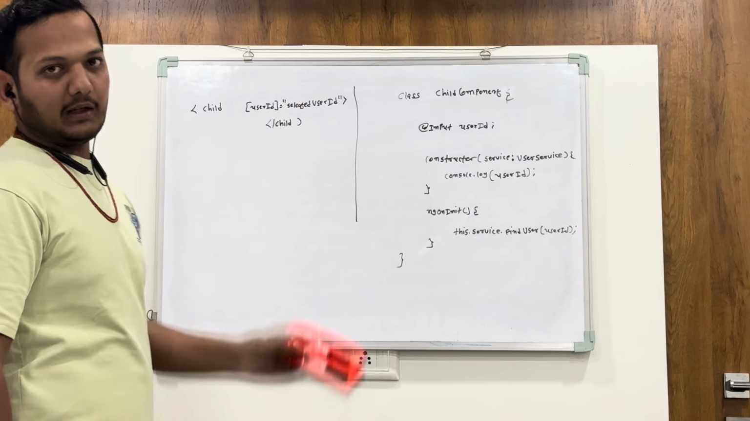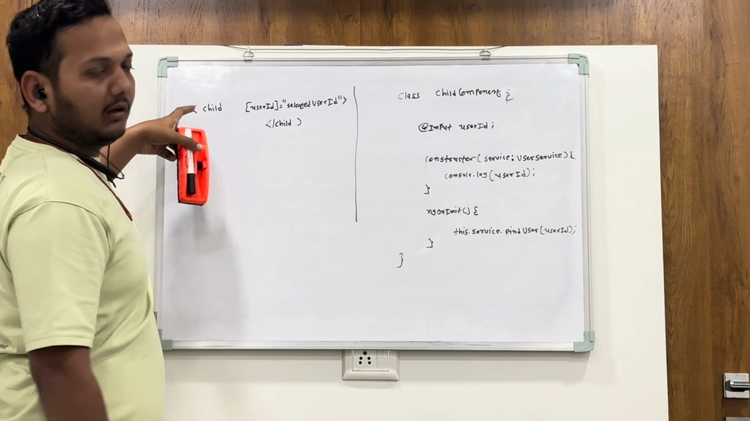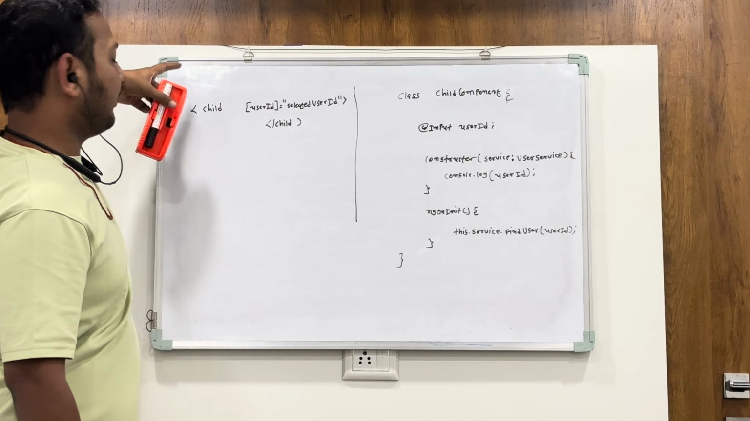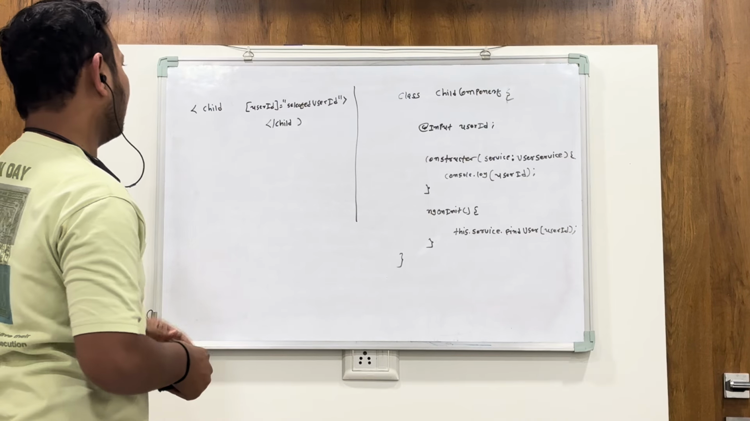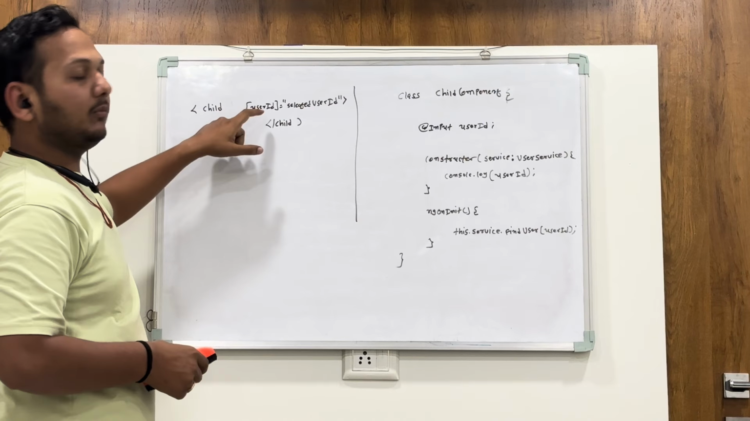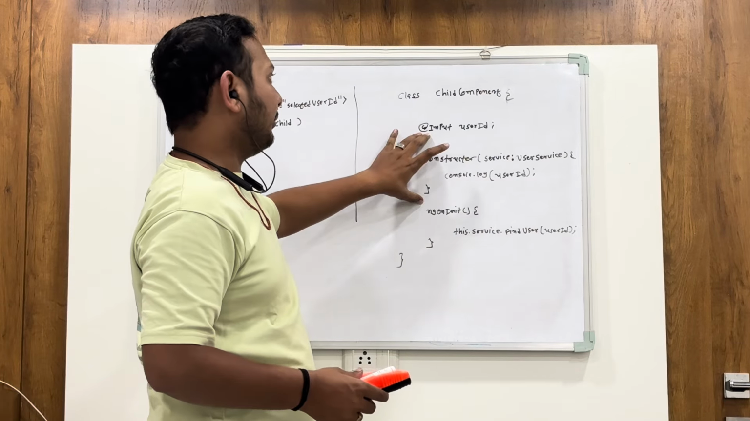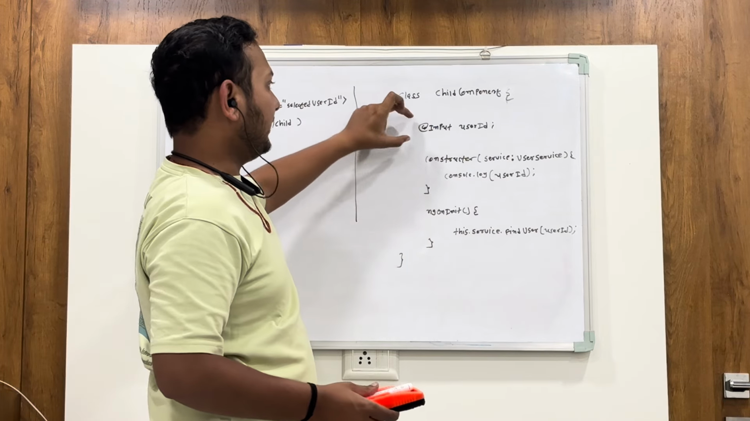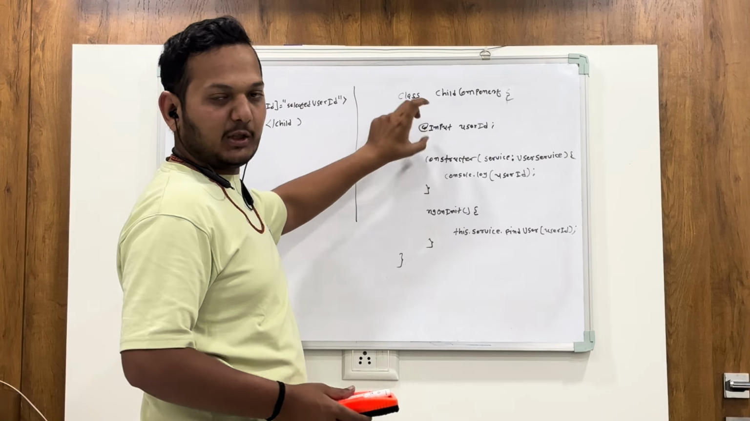In the example I have taken, there is one parent component. From the parent component I have used the child component, and inside the child component I am passing the user ID. This is the definition of the child component. Here, the user ID is taken as an input.